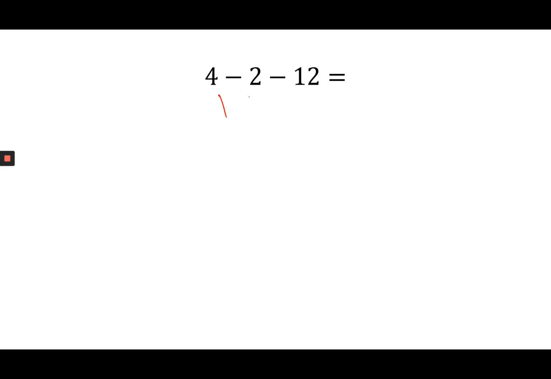4 minus 2 is 2. 2 minus 12. Their signs are different. This is positive. This is negative. And then look at the big absolute value, which is -12, right? It's going to determine the sign. And then find the difference. 12 minus 2 is 10. -10 is the answer.